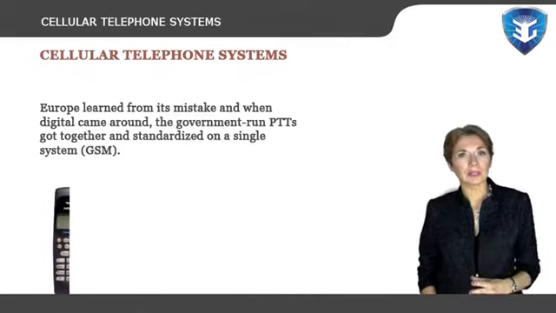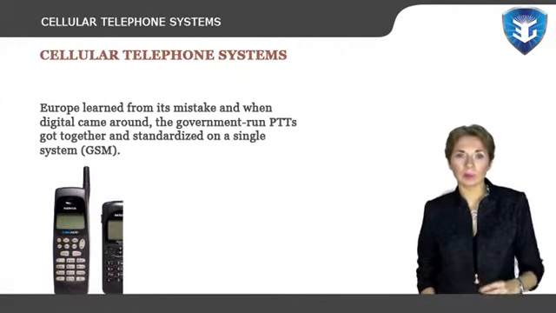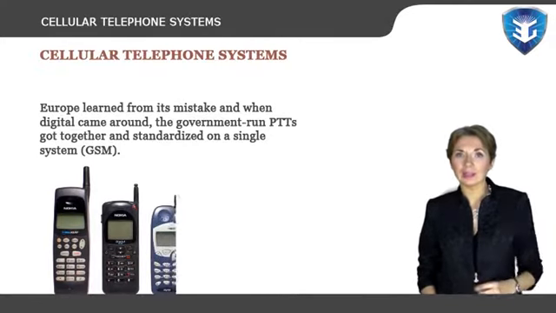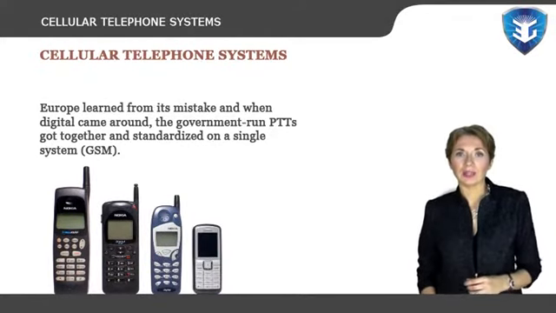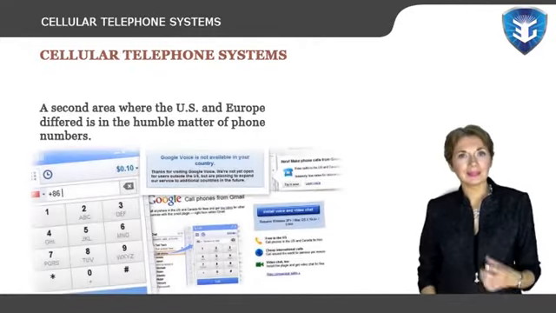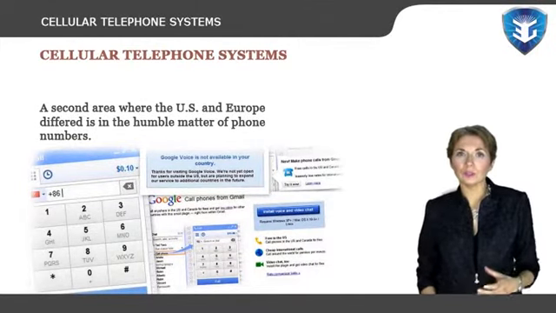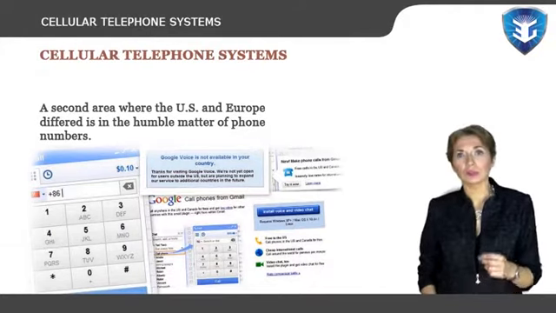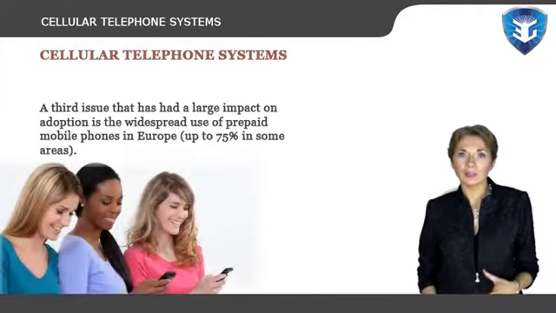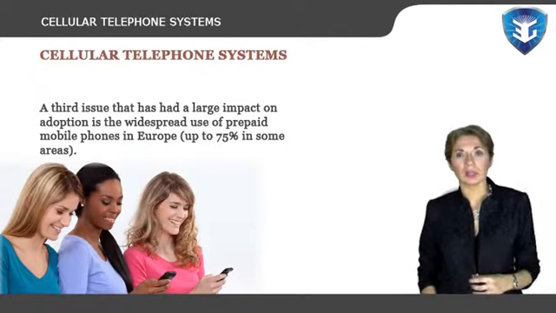Europe learned from its mistake, and when digital came around, the government-run PTTs got together and standardized on a single system, GSM, so any European mobile phone will work anywhere in Europe. A second area where the US and Europe differed is in the matter of phone numbers. In the US, mobile phones are mixed in with regular or fixed telephones. A third issue that has had a large impact on adoption is the widespread use of prepaid mobile phones in Europe, up to 75% in some areas. These can be purchased in many stores with no more formality than buying a radio.